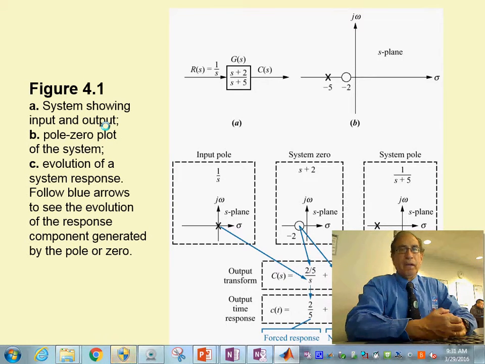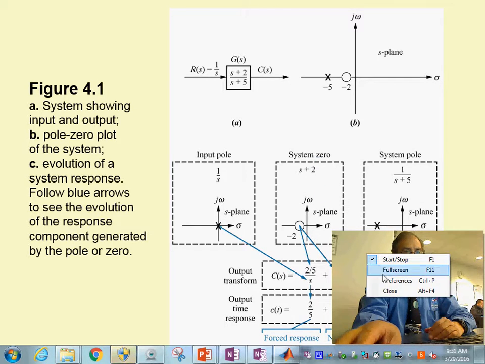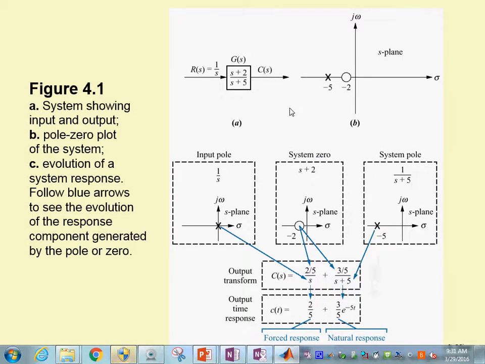On the screen you see a transfer function and the location of the zeros and the poles of that transfer function. And what we're going to do is to study how that location influences the response of the system. Okay, so let's have a little bit more spacing here, so that we can discuss this in more detail. You see, here's the transfer function.